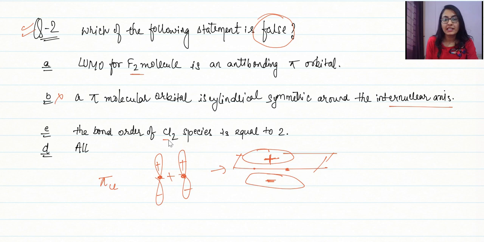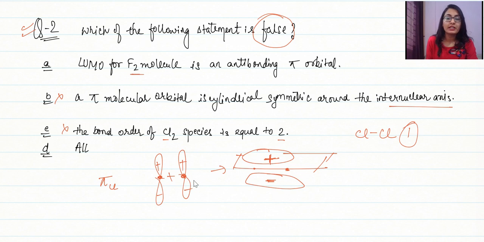The bond order of the Cl2 species is equal to 2. Don't we know this? In Cl2 there is only one bond. Yes. Now, which of the following is false? It is asking. Let's see. So B is false, C is false.